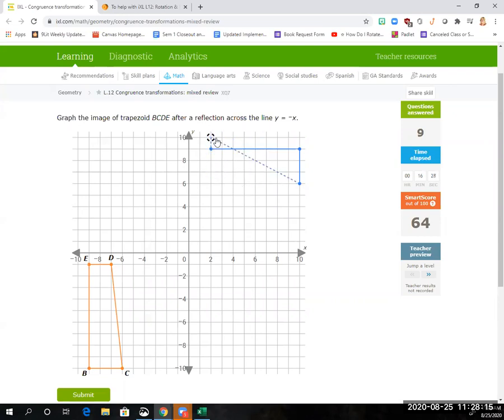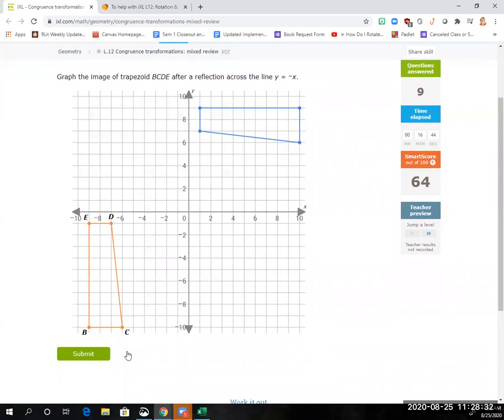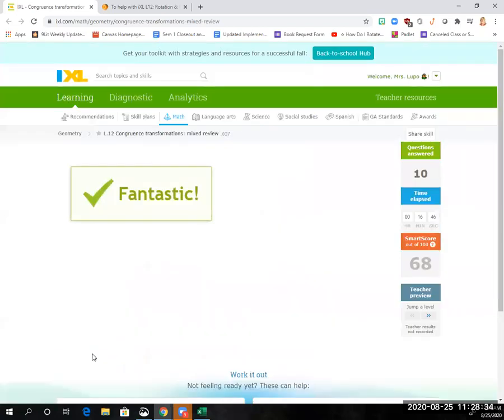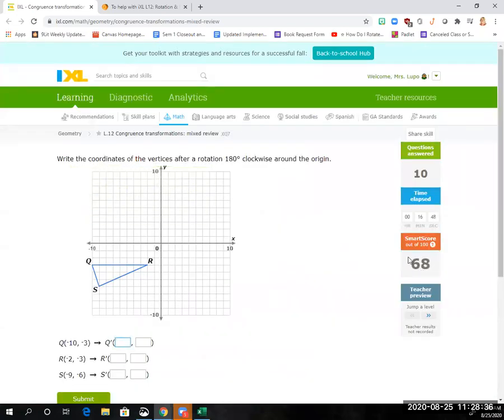So if you accidentally have them switched, you can just move them around. Just make sure you have them on the right points. So 10, 6, 10, 9, 2, 7, 2, 9. Oh, I had it wrong, y'all. 1, 7, 1, 9. There we go. Okay, that's more like it. I'm almost there.